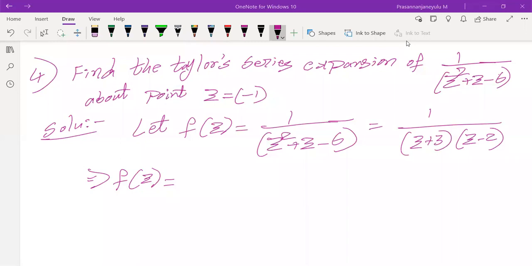Okay, 1 by z plus 2 minus 1 by z plus 3. What is the LCM of this? z minus 2 into z plus 3. Okay, we are getting it. The numerator becomes z plus 3 minus of z minus 2. So what will we get? 5 is the numerator. So we'll get 1 by 5 into, check the partial fractions.